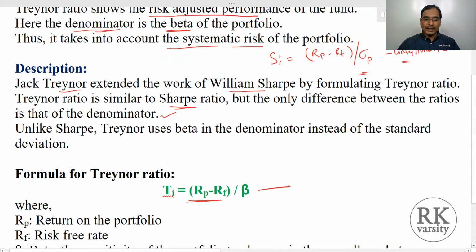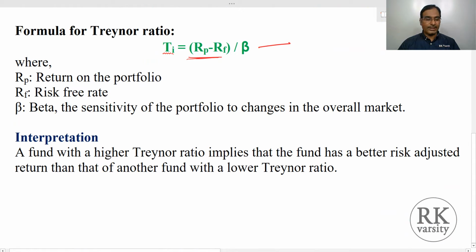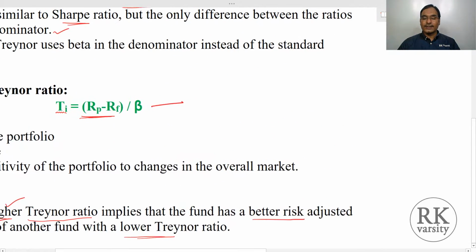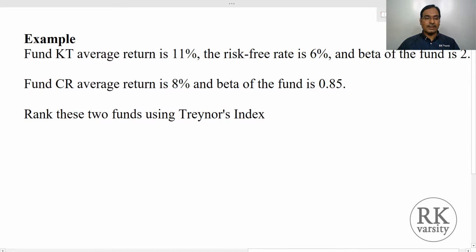Now how are we going to interpret the Treynor index? Treynor's index or Treynor ratio implies that the fund has a better risk adjusted return than that of another fund with a lower Treynor ratio. In the sense, the fund which has a higher Treynor ratio is better when compared with the fund with a lower Treynor ratio.